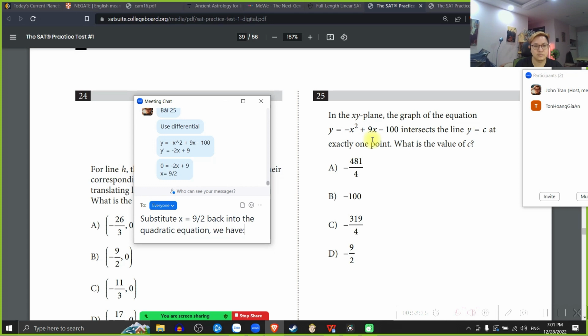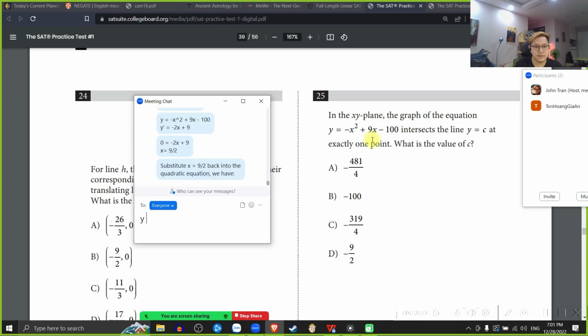We have y equal to minus 4.5 squared plus 9 times 4.5 minus 100. What do we have?